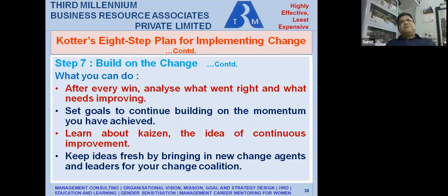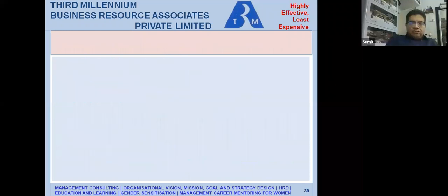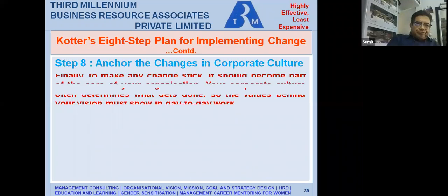You must be a very, very keen observer as to who is taking the lead, and encourage them in different ways at different levels for the big change. Remember, all big changes are an add-on of small changes. Boond boond se sagar banta hai, na? Every drop in the ocean contributes to the ocean. That is the kind of philosophy that you need to propagate and implement.